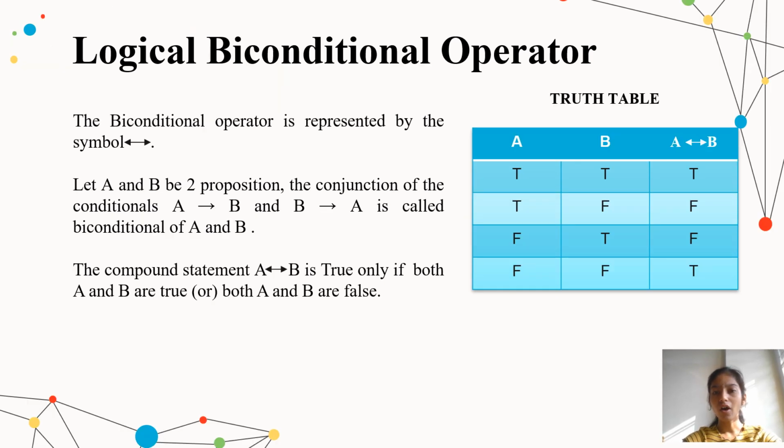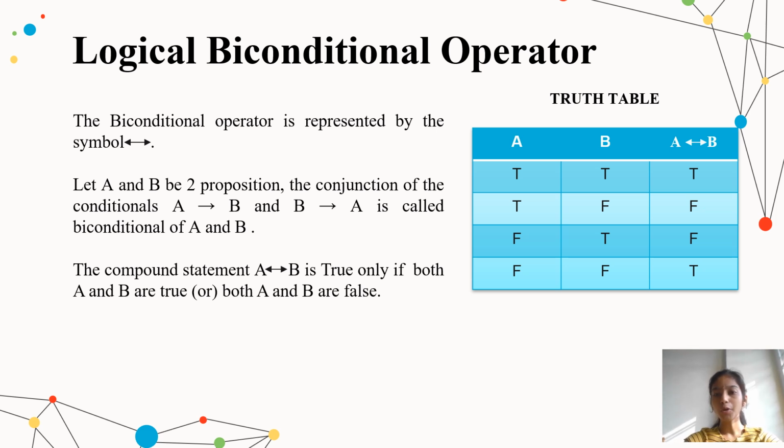Logical biconditional operator. The logical biconditional operator is represented by the symbol ↔. Let A and B be two propositions. The conjunction of the conditionals A implies B and B implies A is called the biconditional of A and B. The compound statement A biconditional B is true only if both A and B are true or both A and B are false. The truth table.